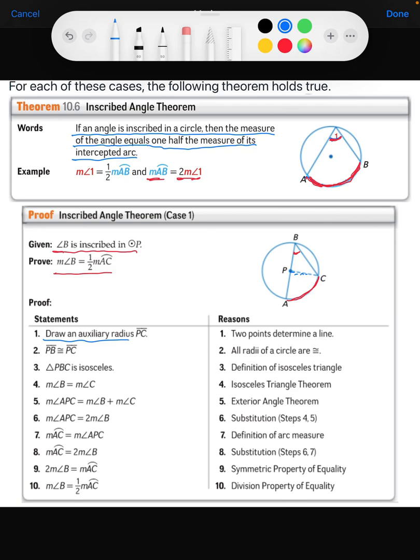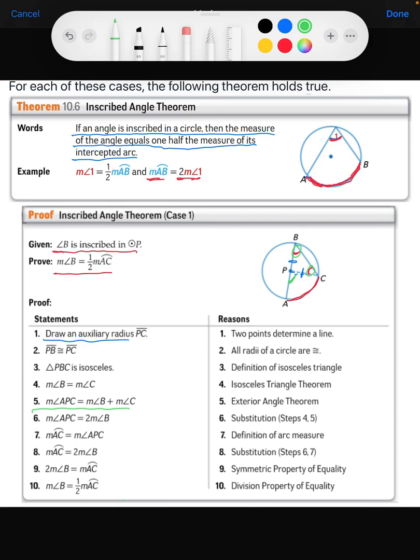And then we can say that PB equals PC because these are both radii. So those are going to be equal. Then we can say the triangle is isosceles based on the definition of an isosceles triangle. And because it's an isosceles triangle, our two base angles are going to be equal to each other. Then we can say that angle APC, this angle right here, equals B plus C, because these are our interior angles, and we're looking at the exterior angle.